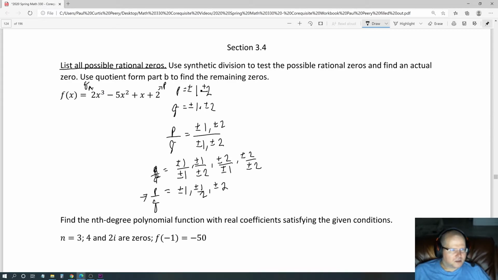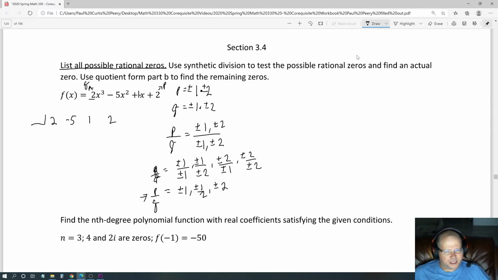Okay, cool. So what I'm going to do is rewrite the original polynomial, with just the coefficients: 2, negative 5, then a positive 1, and then a positive 2. I just rewrote the 2, negative 5, positive 1, and positive 2. Okay. All right, now we're going to divide it.